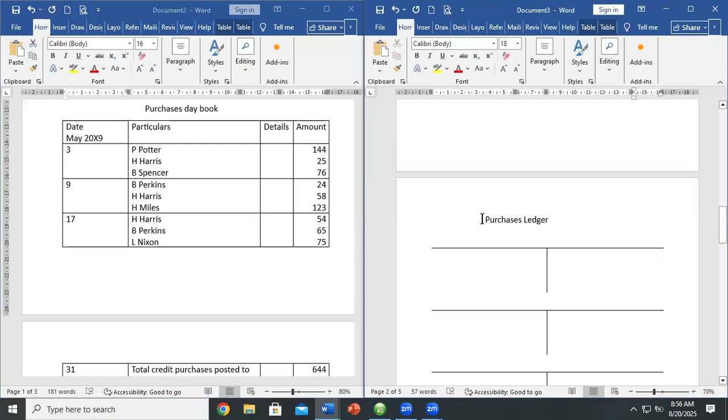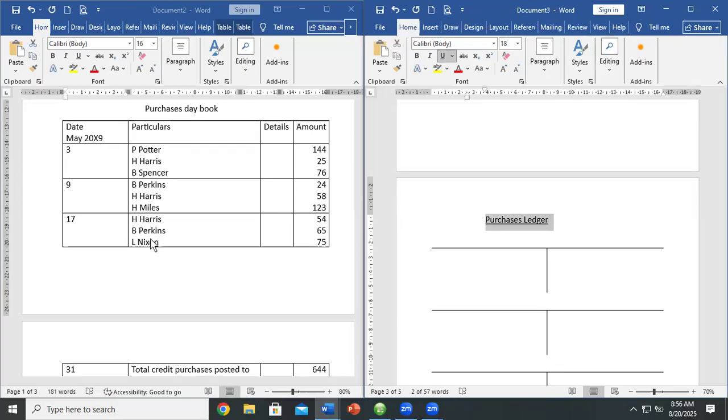So just write your heading, purchases ledger, and open the account for all these suppliers. So let's do like we did for the sales day book. The first person is P Porter. This time we purchase, and when you purchase from a supplier, what do you do? You credit the supplier and you debit your purchases. So here we have to credit P Porter, 3rd May 20X9. The narration this time will be purchases, because we purchased from him. The amount is 144.